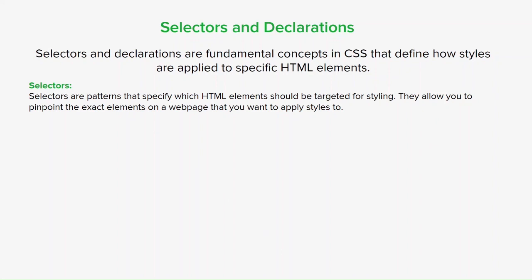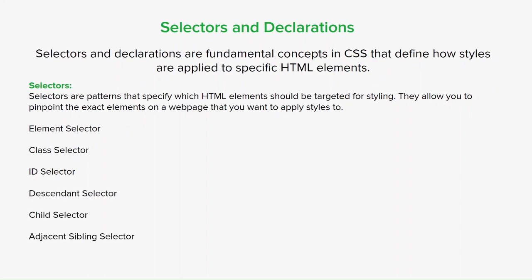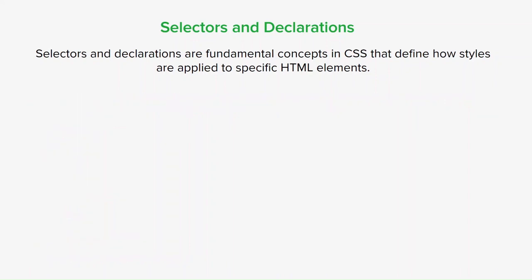There are several types of selectors, including element selector, class selector, ID selector, descendant selector, child selector, adjacent sibling selector, and pseudo-classes and pseudo-elements. Then you have declarations, and declarations are the instructions that define how a selected element should be styled. Each declaration consists of a property and a value separated by a colon, followed by a semicolon.